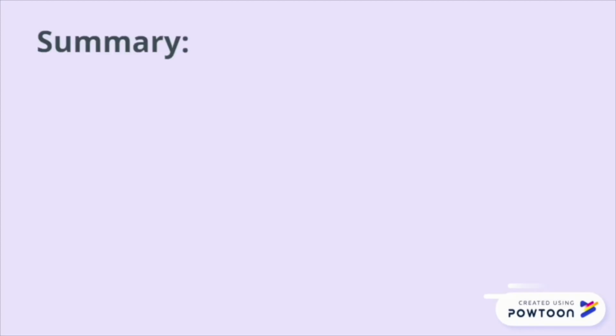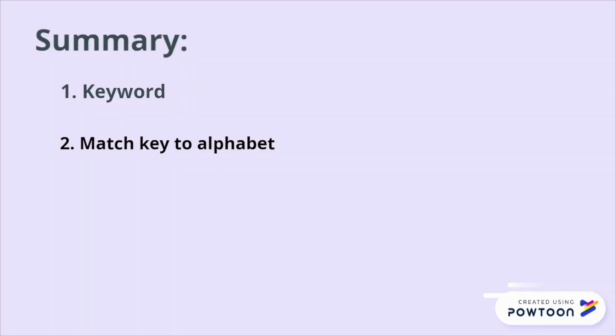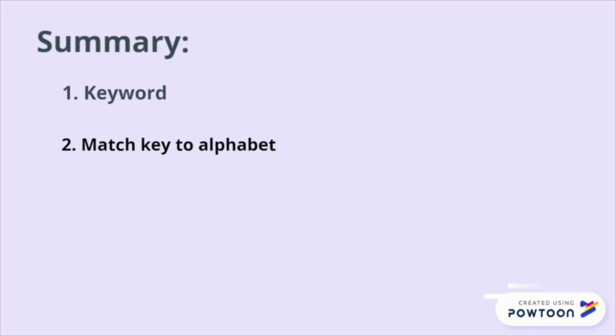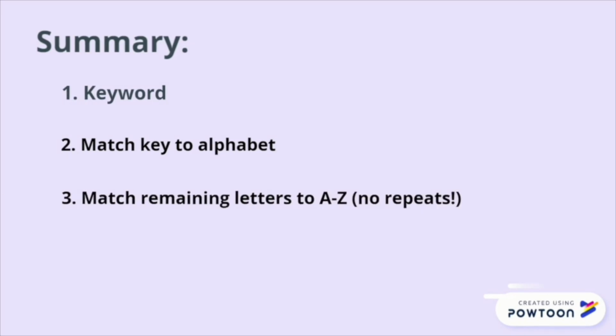Okay, so in summary, to do a keyword cipher, you need a keyword. The next step is to match the key to the alphabet. If the key has repeating letters, skip them. For the rest of the letters, simply go through the remaining letters of the alphabet A through Z and skip any letters that repeat. After this is done, we are ready to encrypt or decrypt a message.